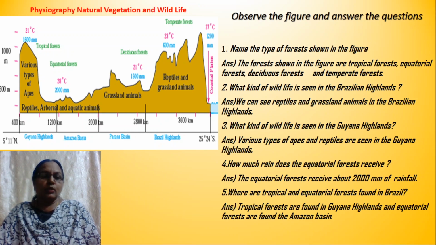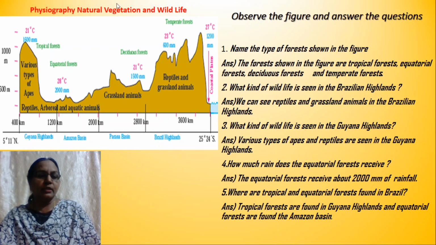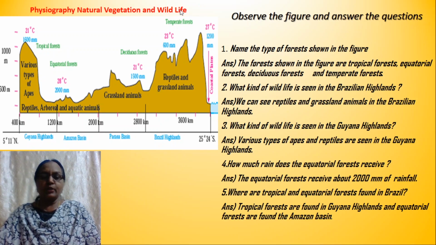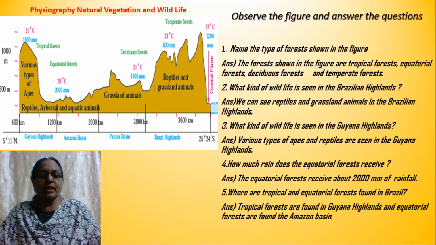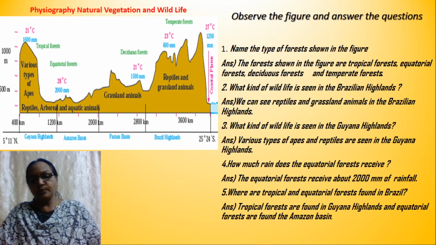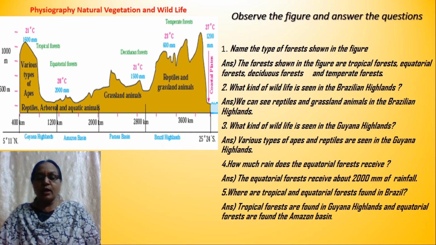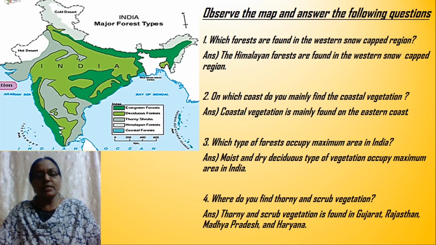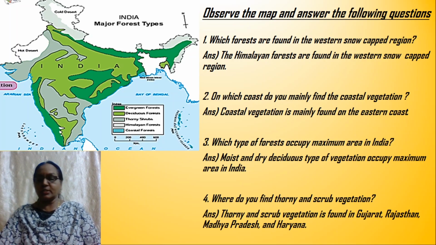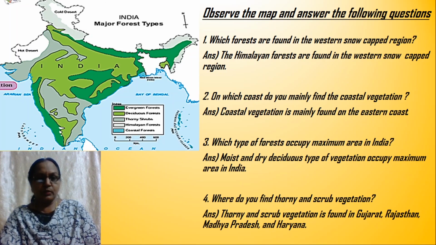Now, look, see where tropical forests are. You'll find it here in the Guyana highlands, and you have the equatorial forests seen in the Amazon basin. So, tropical forests are found in the Guyana highlands and equatorial forests are found in the Amazon basin. Let us move on to the next map here. And here we can see major forest types in India.